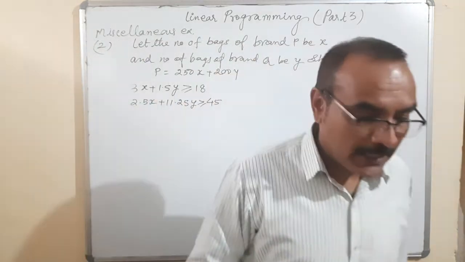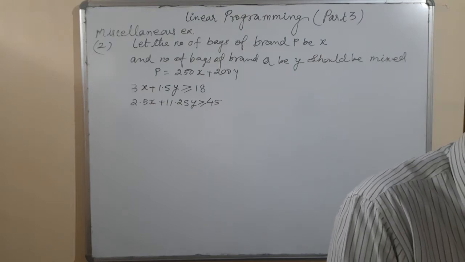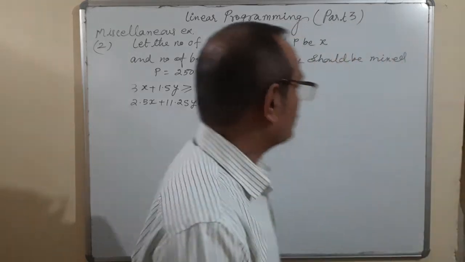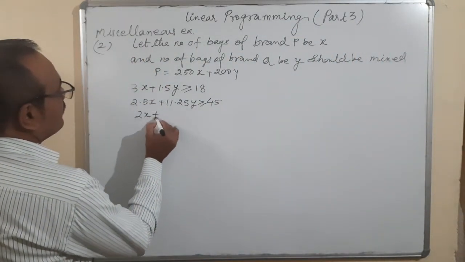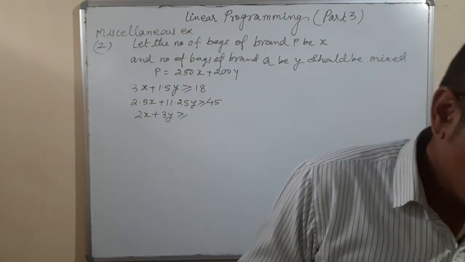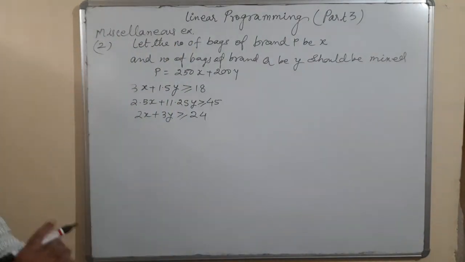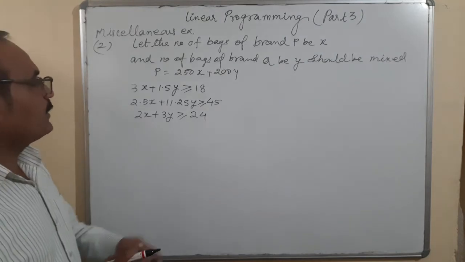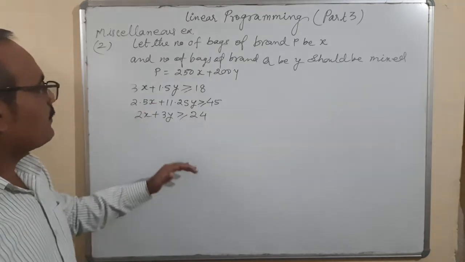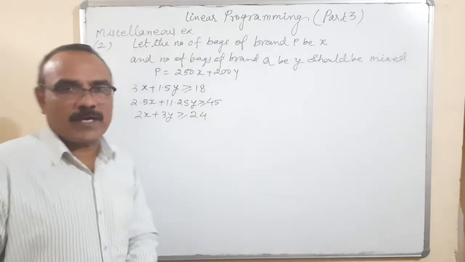And the third one, C type: 2 units, and here 3 units of C. So 2x plus 3y is greater or equal to the minimum, that is 24 respectively. These are three inequalities, because the minimum is given as 18, 45 and 24. I am making the inequalities in that format, and obviously x is greater or equal to 0, y is greater or equal to 0.